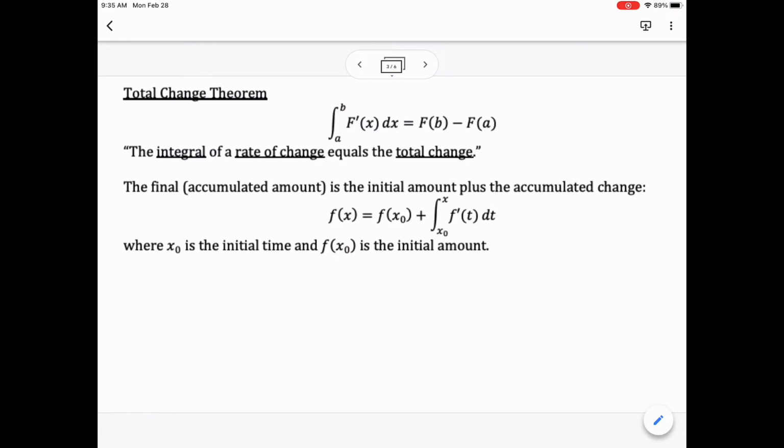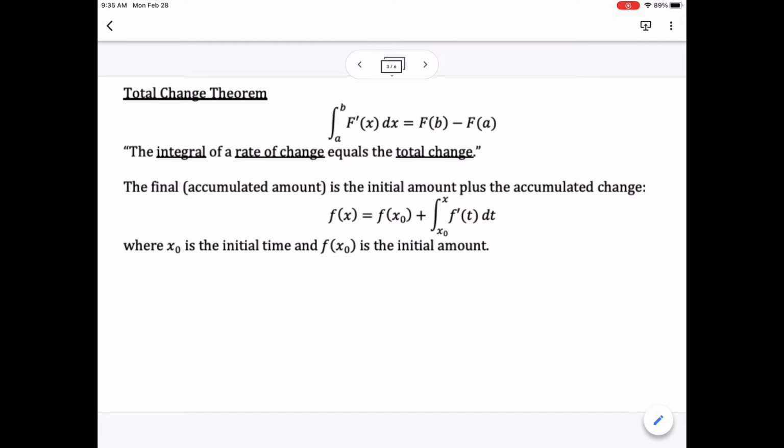Now to go along with that, we'll talk about the total change theorem. So still using the fundamental theorem of calculus, but with that is actually talking about the rate of change. So the integral of rate of change is actually equal to total change. So how much a function is changing from that start value of a to the end value of b. And so we can actually find the total accumulated amount if we are able to know the initial amount and then add it to the amount that has changed. And that gives us that final formula on the bottom.